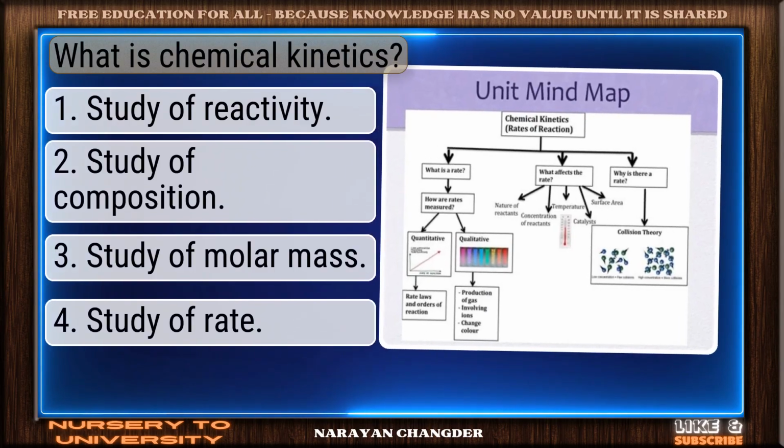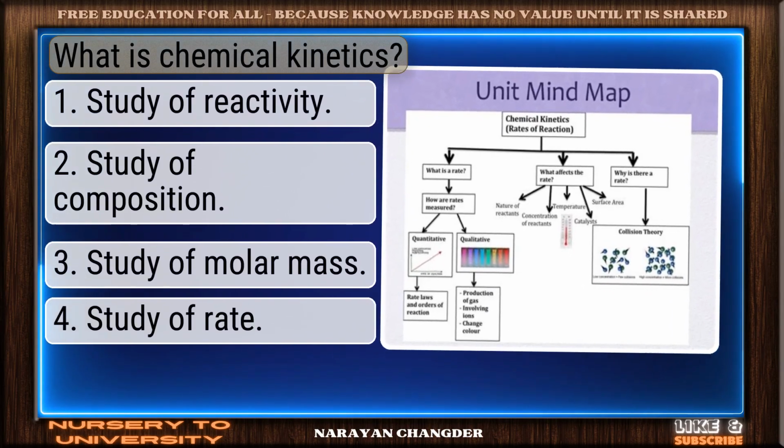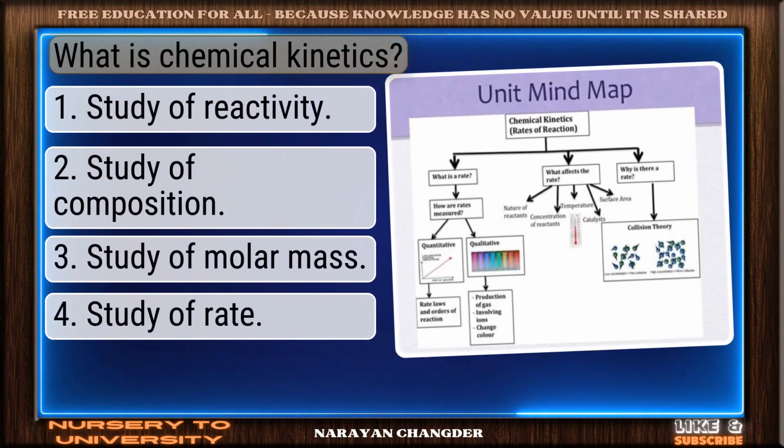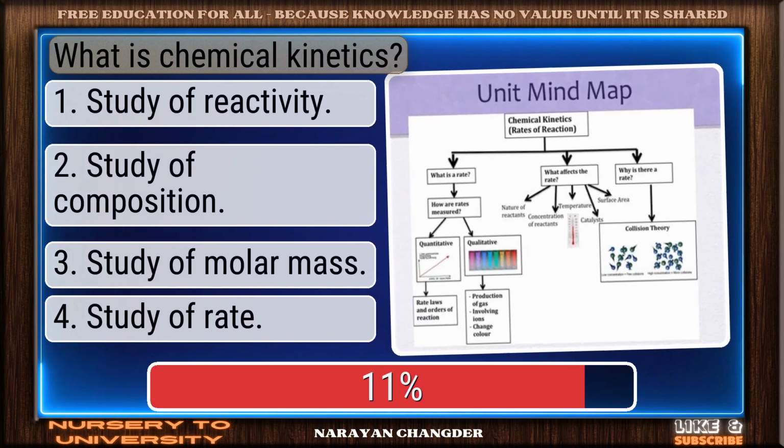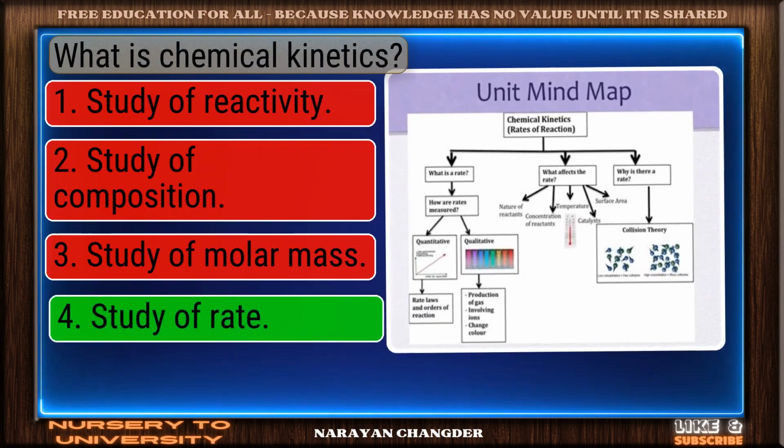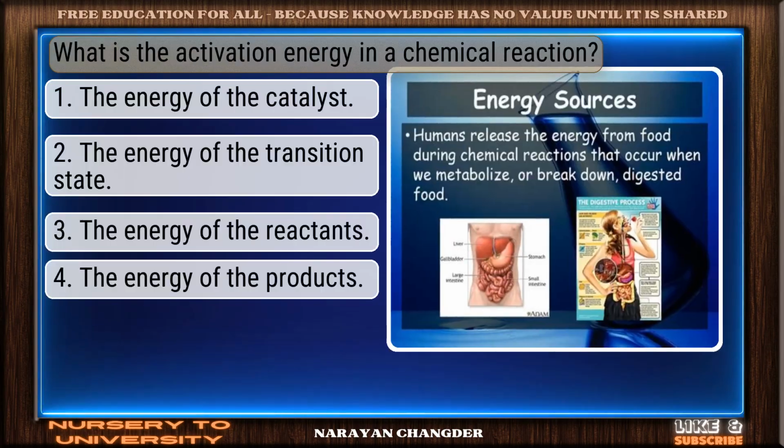What is chemical kinetics? Option 1, study of reactivity. Option 2, study of composition. Option 3, study of molar mass. Option 4, study of rate. Spot on, study of rate.